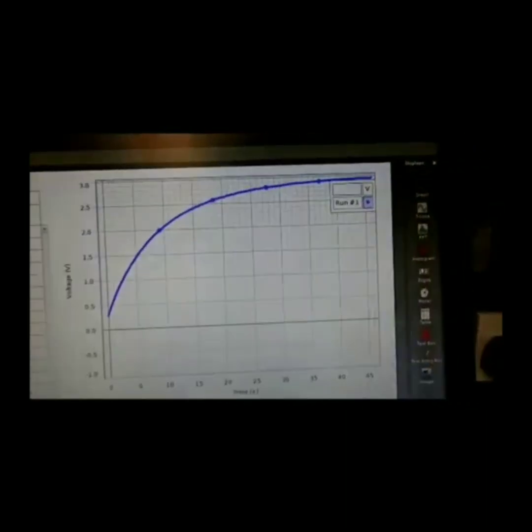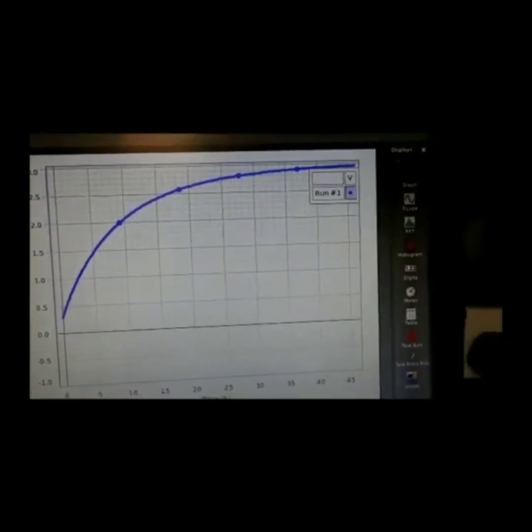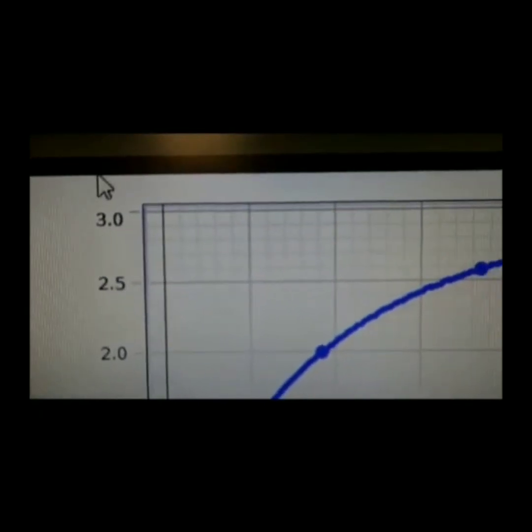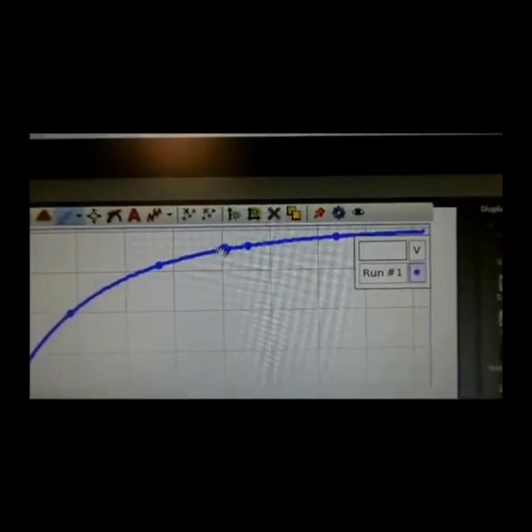Okay, I will give 5 more seconds. Okay, I stop recording. This is the curve, this is the increasing voltage, and you can see that the maximum here is exactly at 3 volts, which is the voltage of the battery. This is the maximum voltage of the capacitor after 40 seconds.